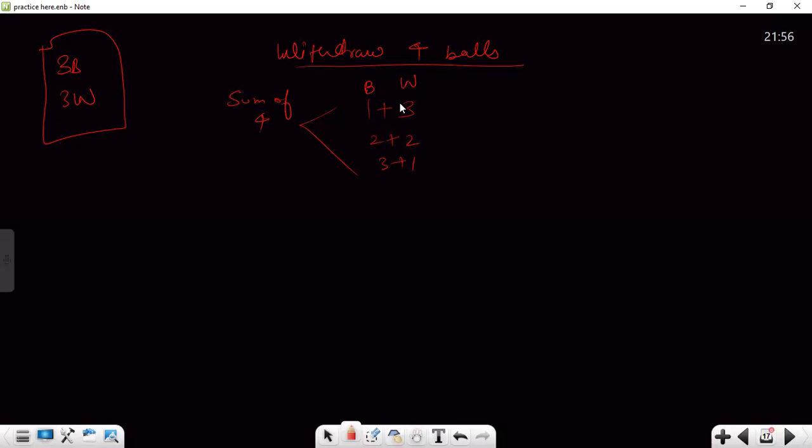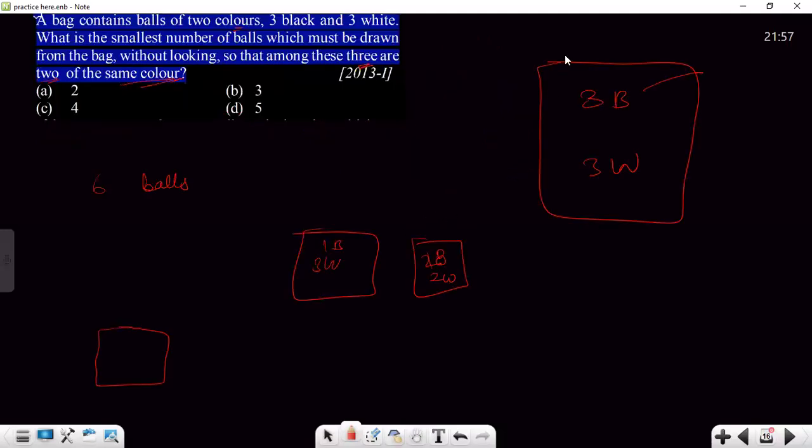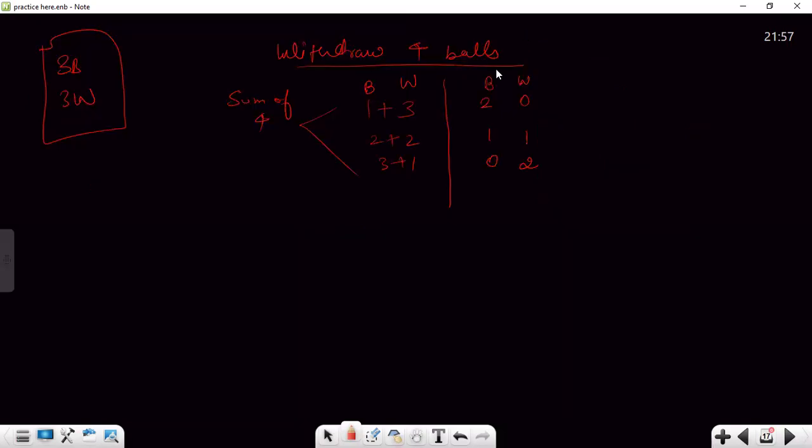Okay, if that is happening, these are the balls that we are withdrawing out. What will be left here? Two black balls and no white balls, and one black ball and one white ball, and zero black balls or two white balls. If we are withdrawing four balls, this is inside the bag, and this is outside the bag that we are drawing.